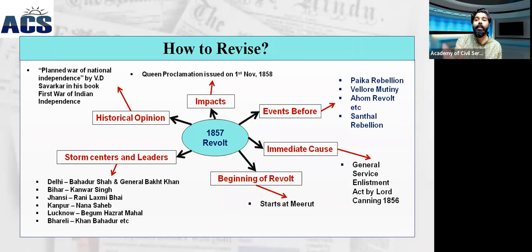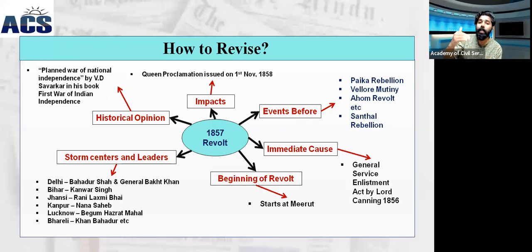Another area is the historical opinion of the 1857 revolt. For example, V.D. Savarkar, in his book on the first war of Indian independence, described the 1857 revolt as a planned war of national independence. So we can expect a question: who among the following described the 1857 revolt as the planned war of national independence? This way the questions are coming. So you have to study which historians described the 1857 revolt like this, as the first war of independence, a planned war of national independence. Those facts you also have to focus on a lot.